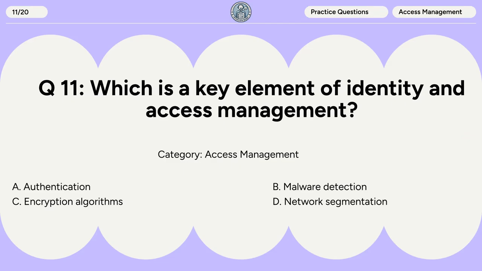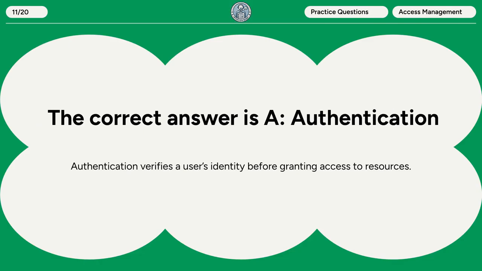Question 11. Which is a key element of identity and access management? A. Authentication. B. Malware detection. C. Encryption algorithms. D. Network segmentation. The correct answer is A. Authentication. Authentication verifies a user's identity before granting access to resources.